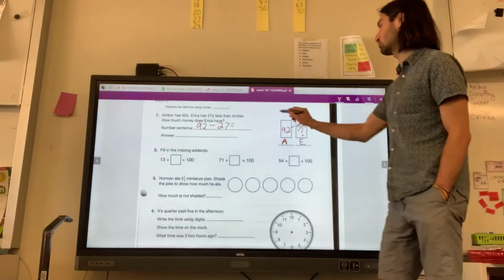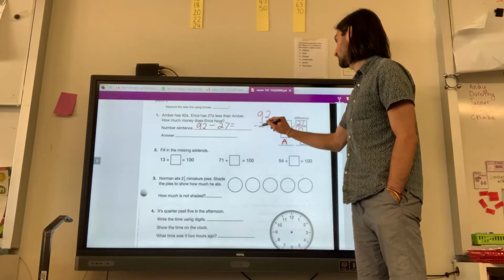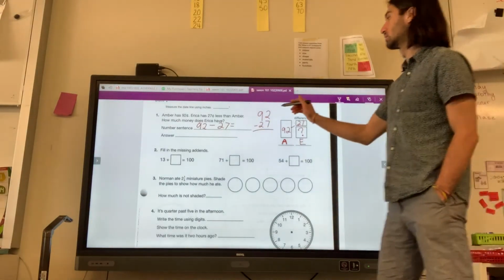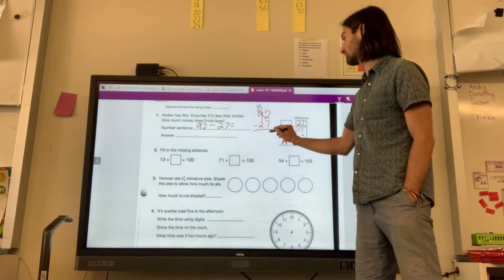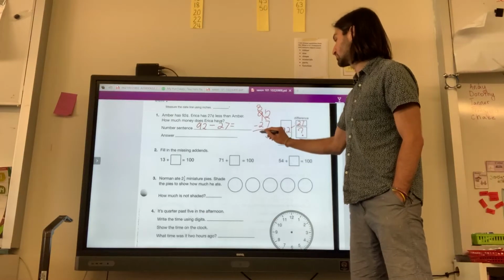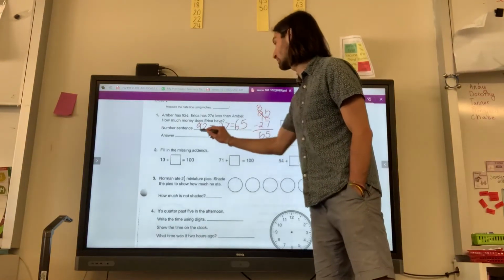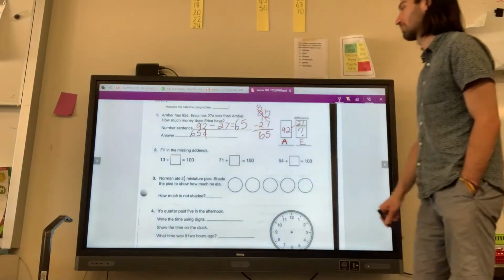Okay, and then if you would like, I would suggest writing the numbers like this, because it would help me write the numbers vertically. Because now I know that I can do 2 take away 1, which is 1, and 9 take away 2 is 7. So how much money does Erica have? Erica has 71 cents. Okay.